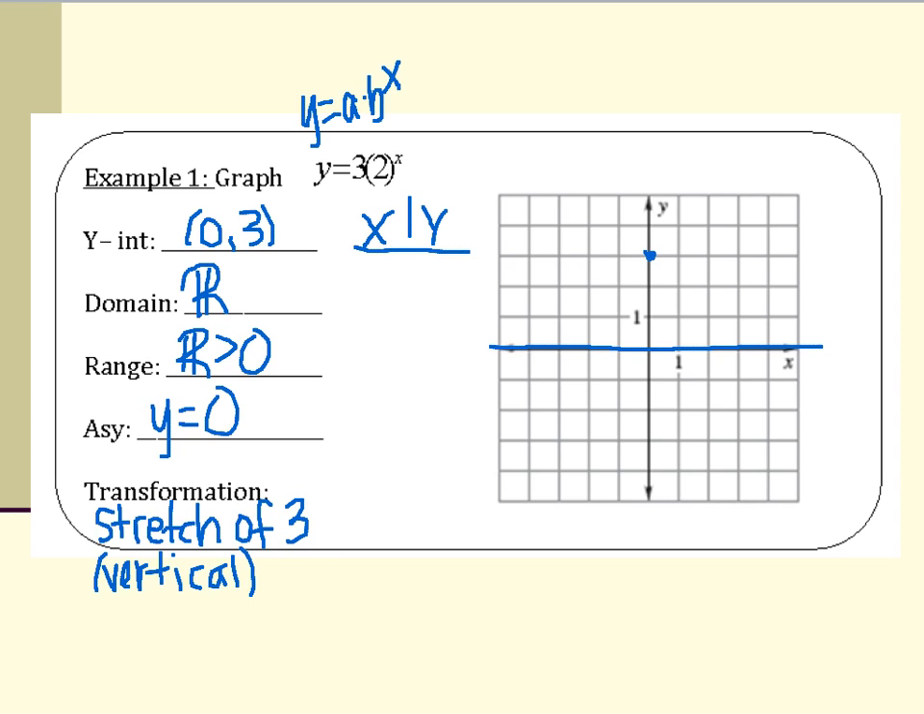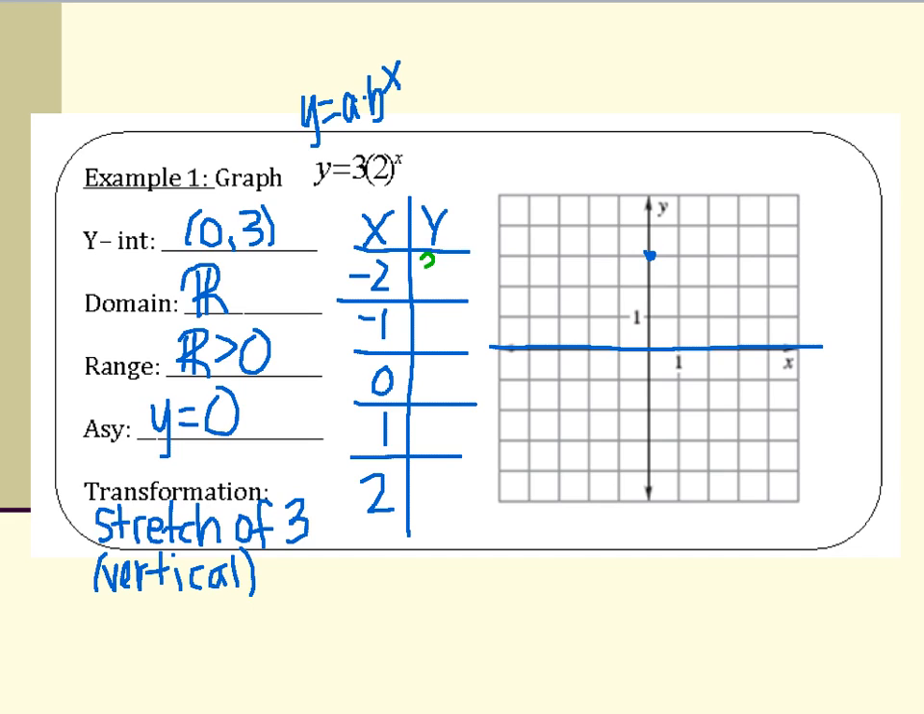X, y. I'm still going to use the points -2, -1, 0, 1, and 2 as my x values. And I already went in and plugged those into my calculator, or actually did a lot of them in my head, because a lot of this you can do right in your head. You don't even need a calculator for it. Plugging these in, I got 3/4 for -2. So if I plot the point -2, 3/4, it's right about here.